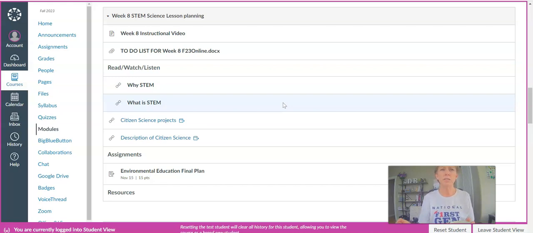So just a couple of things. We're going to start talking about STEM. And so STEM stands for Science, Technology, Engineering, and Math. We talked a little bit about how do you teach science in elementary. One of the ways you do that is by integrating science and technology and engineering into other subject areas like math and literacy.